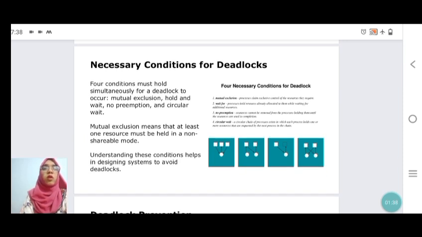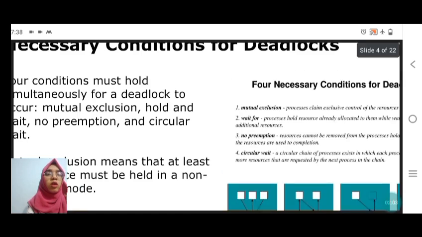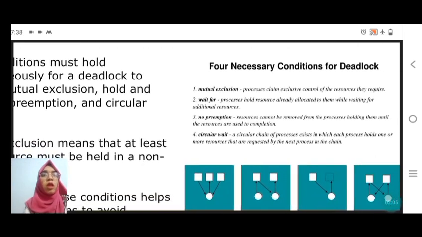Necessary conditions for deadlocks. Four conditions must hold simultaneously for a deadlock to occur: mutual exclusion, hold and wait, no preemption, and circular wait. Mutual exclusion means that at least one resource must be held in a non-shareable mode. Understanding these conditions helps in designing systems to avoid deadlocks.